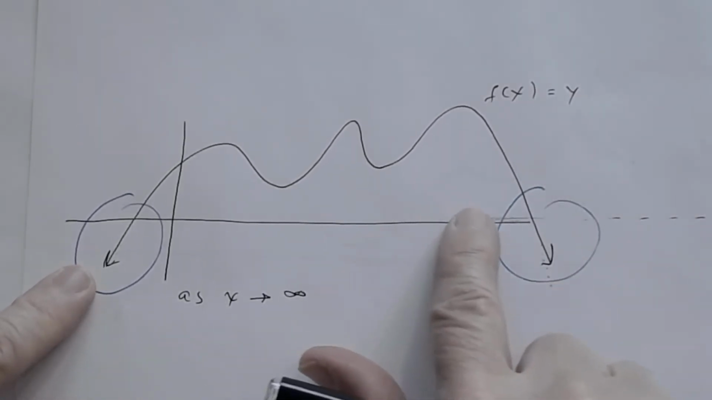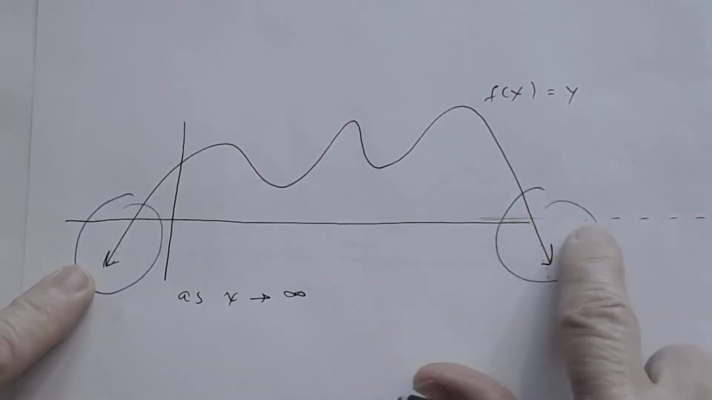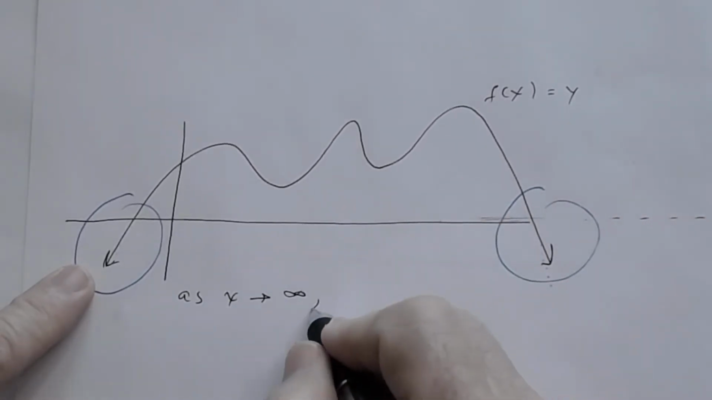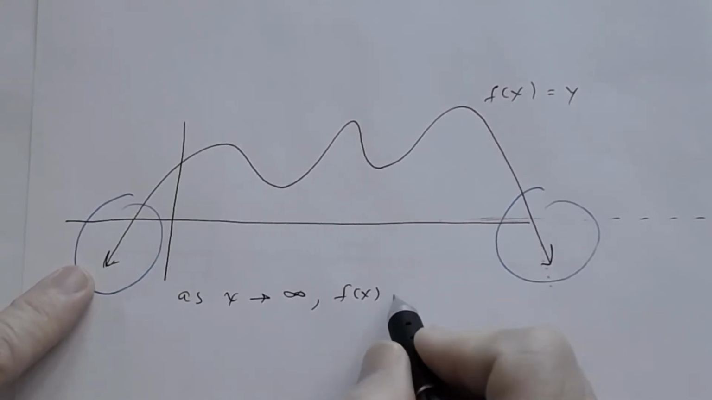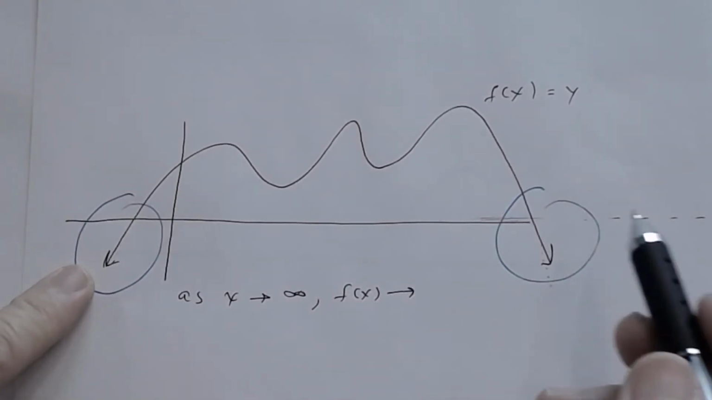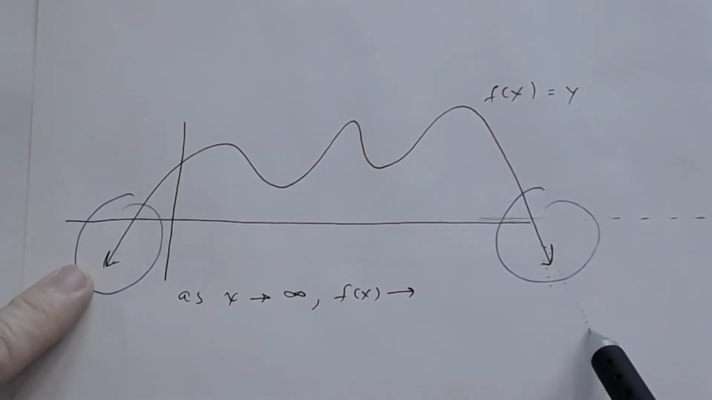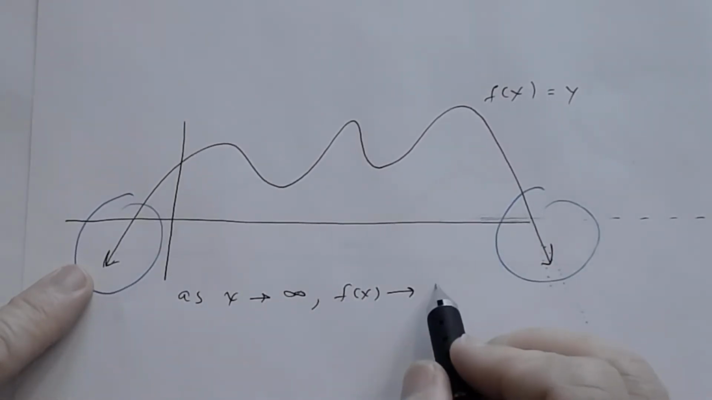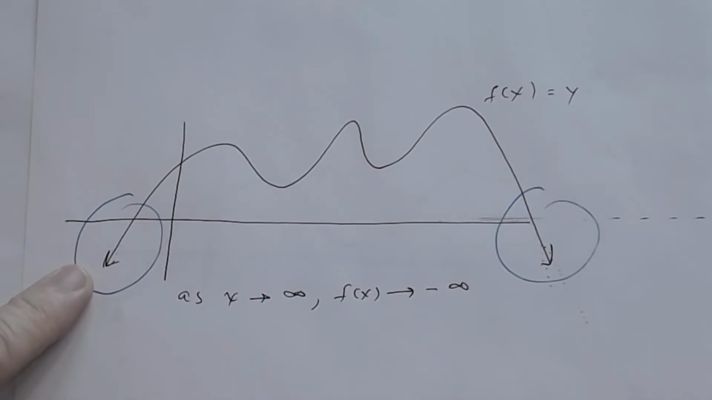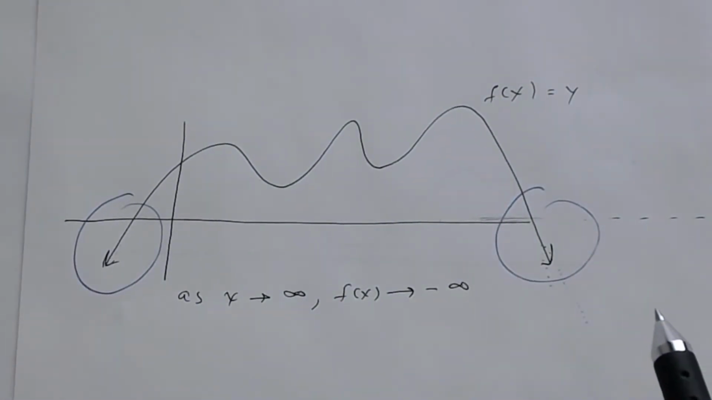So as x approaches infinity, as x gets bigger and bigger and bigger, what are those y values doing? What is the y value approaching? So my y values are getting what? They're getting more negative, right? So they're getting more negative, meaning negative infinity. So your y values are approaching negative infinity.